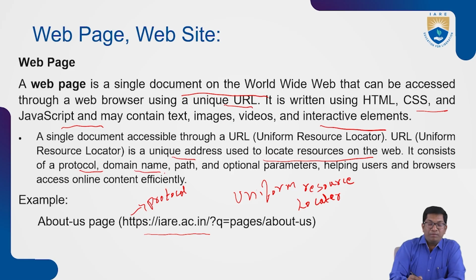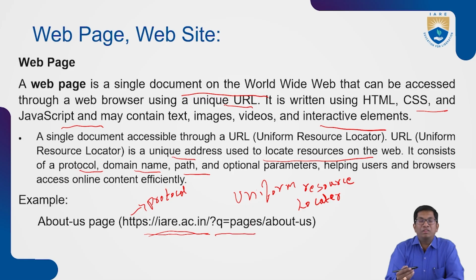And we have the domain name, that is www.iare.ac.in. And we have the path. So this entire thing is the path. And optional parameters. So this one is a query, and along with that query we are passing the parameters, q is equal to pages. And with this one we call it a web page.